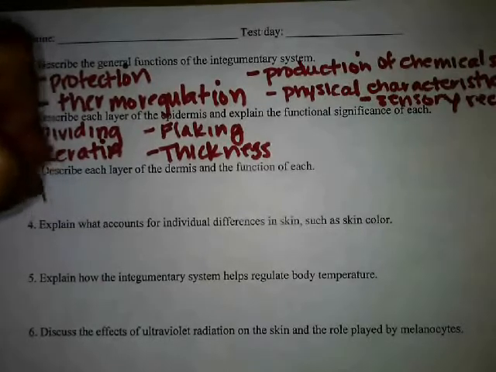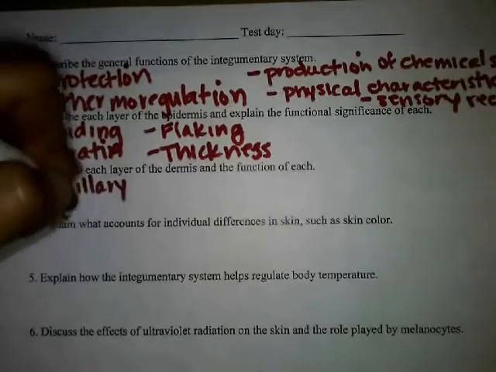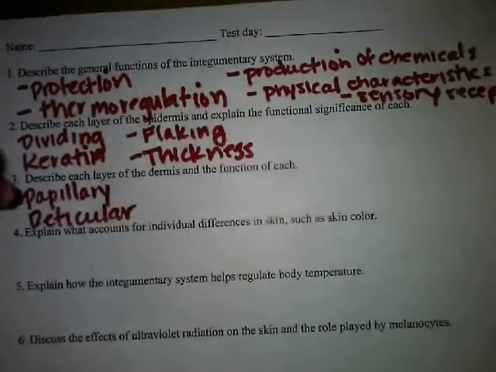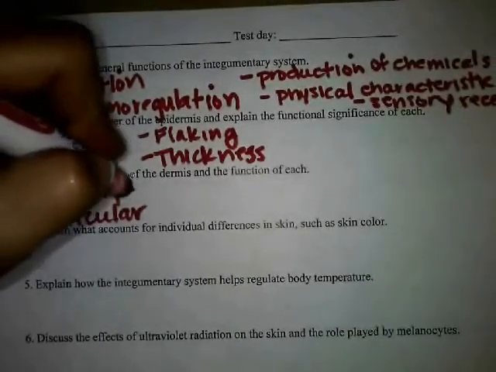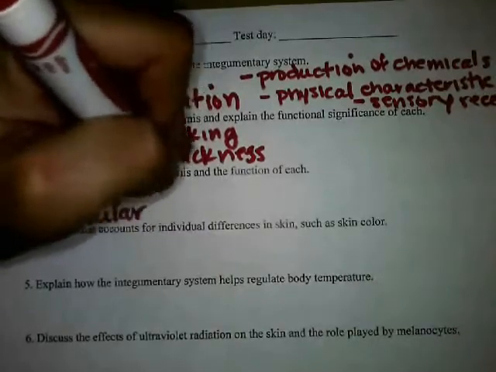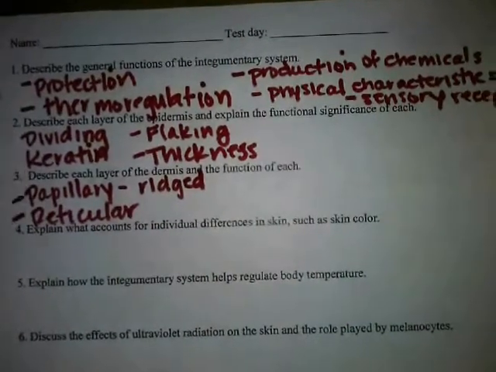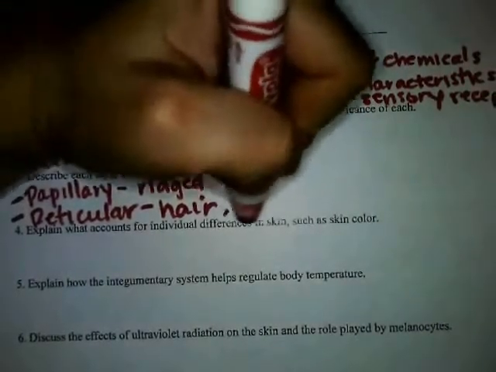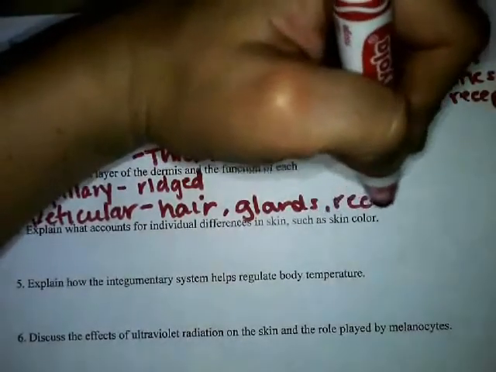The dermis has two distinct layers, the papillary and the reticular. The papillary is the thinnest of the two layers of the dermis. This is what kind of creates your fingerprints. It's that ridged layer. And the reticular is what all of your hair, glands, nerve receptors, that's where all of those are located.